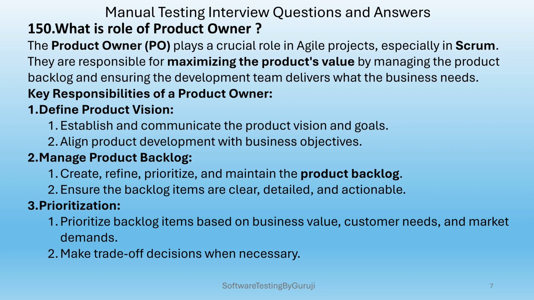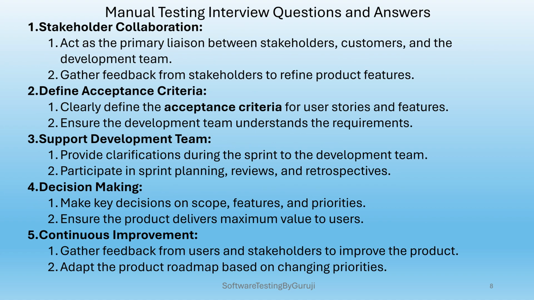Second, manage product backlog. Create, refine, prioritize, and maintain the product backlog. Ensure the backlog items are clear, detailed, and actionable. Third, prioritization. Prioritize backlog items based on business value, customer needs, and market demands. Make trade-off decisions when necessary. Then next, stakeholder collaboration. Act as primary liaison between stakeholders, customers, and the development team. Gather feedback from stakeholders to refine product features.